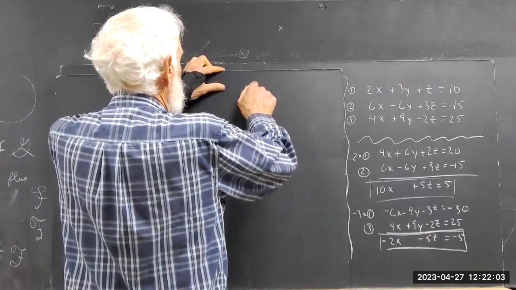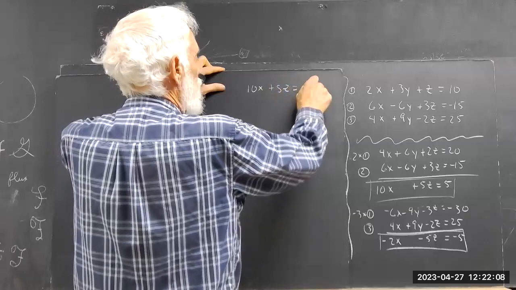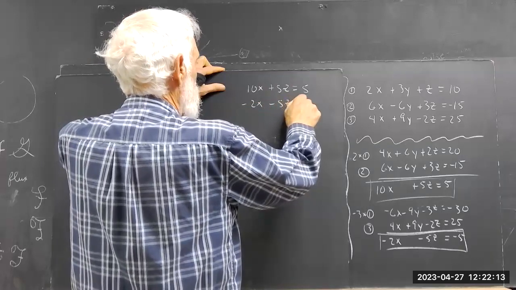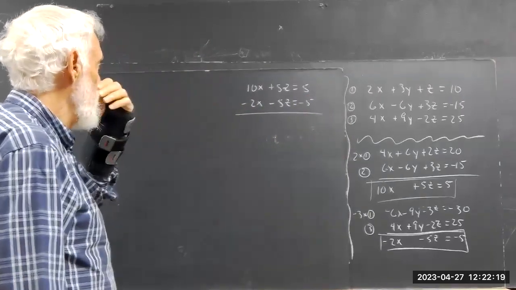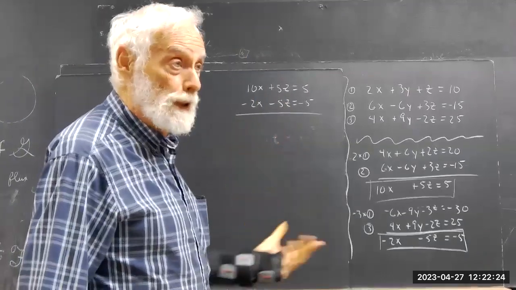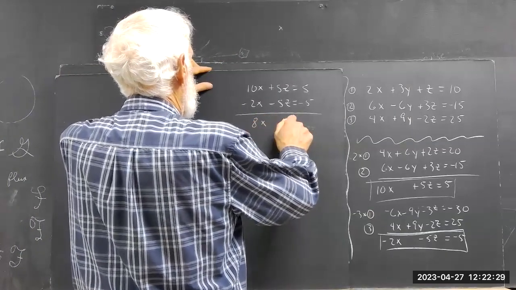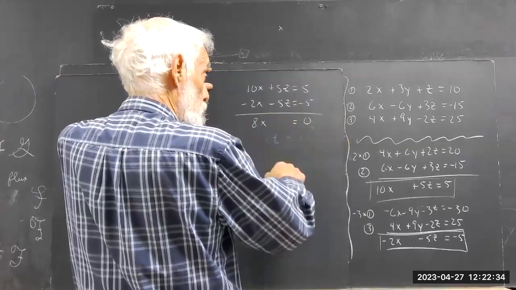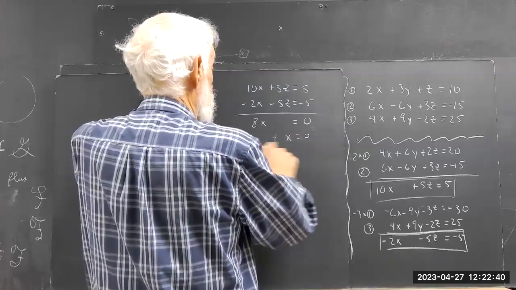I write this system out: 10x plus 5z equals 5, and negative 2x minus 5z equals negative 5. Well, this comes out kind of neat. If I just add the two equations, z goes away. I don't have to do anything. So I end up with 8x equals 5 minus 5, which is 0. So I can solve that. I divide both sides by 8, but 0 divided by 8 is still 0, so I get x equals 0.